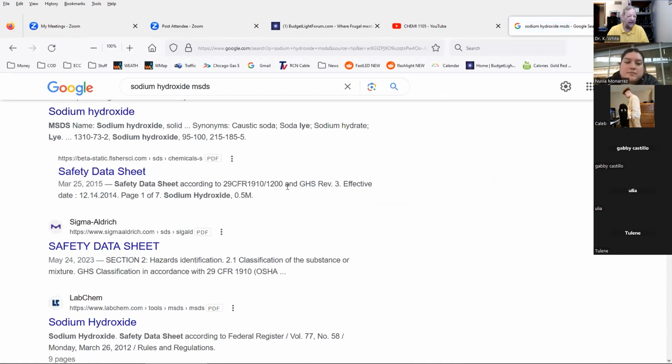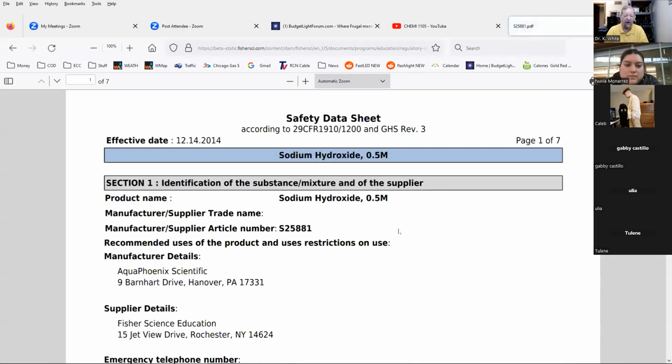But anyways, I put in sodium hydroxide, MSDS, and let's hit enter. And you'll notice I have a number of companies. Sigma Aldrich and Fisher Scientific are very reputable chemical companies. And if we click on the one from Fisher, here's the safety data sheet, also known as MSDS. And for chemicals that I invented, I had to help them write these.